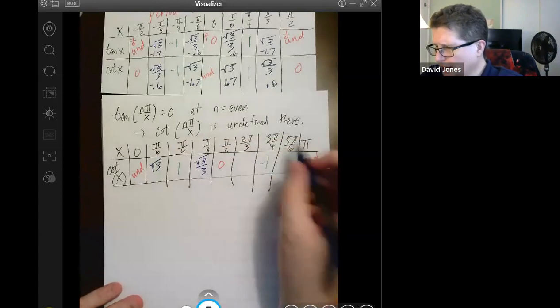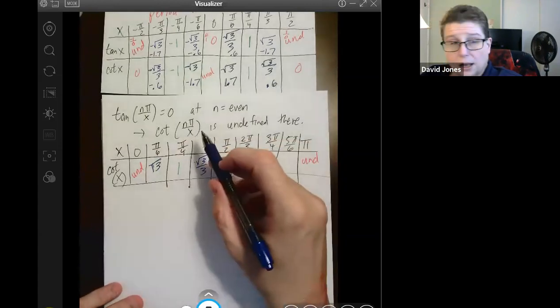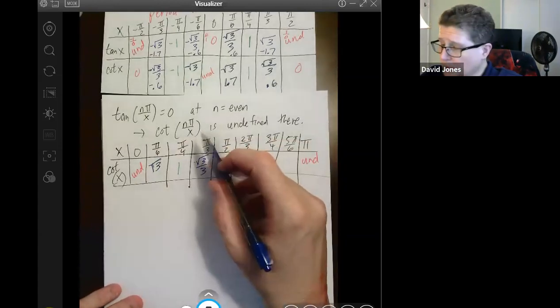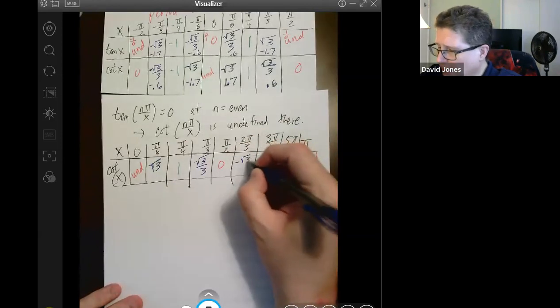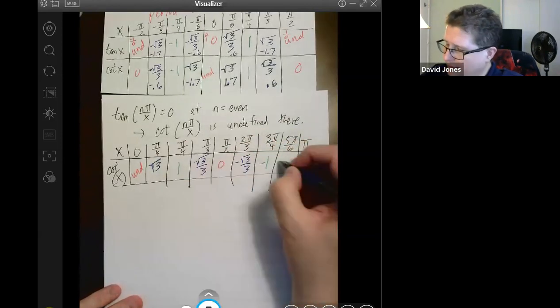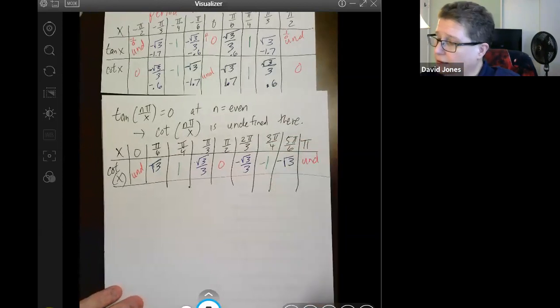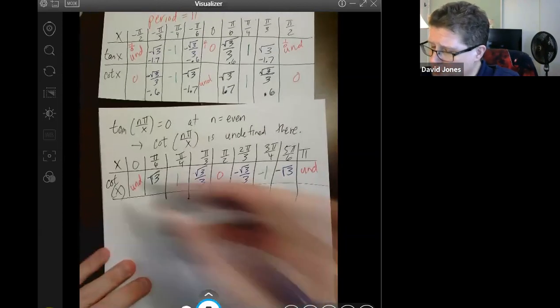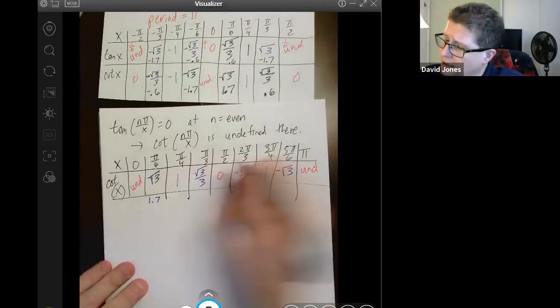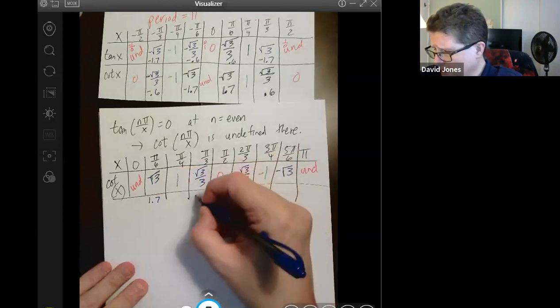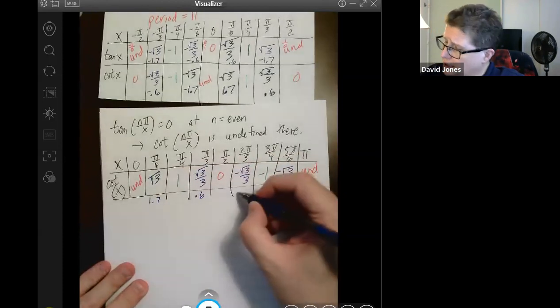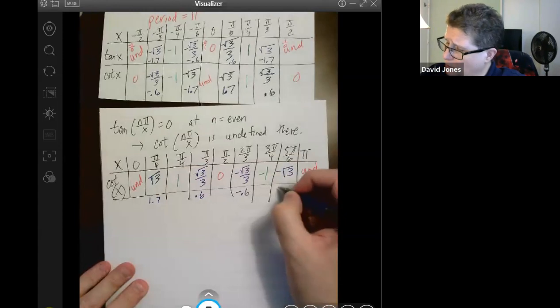And when we get around to the left side, now cosine is negative, sine is positive. It's the negative version, and it mirrors the left side, so negative root 3. And this was 1.7, 0.6, negative 0.6, 1.7.